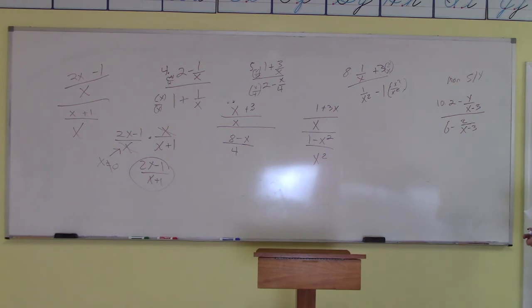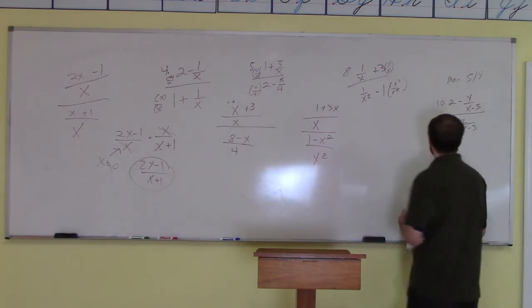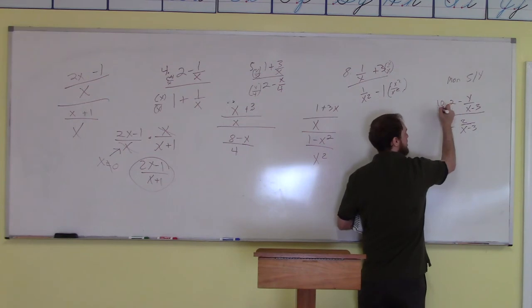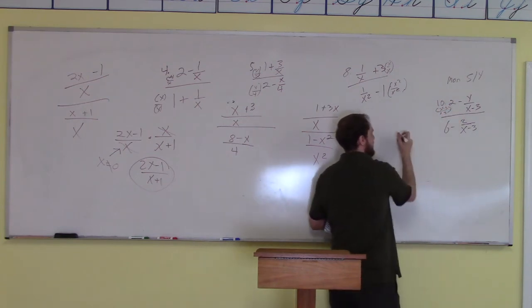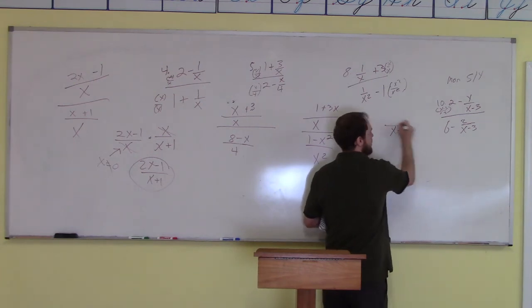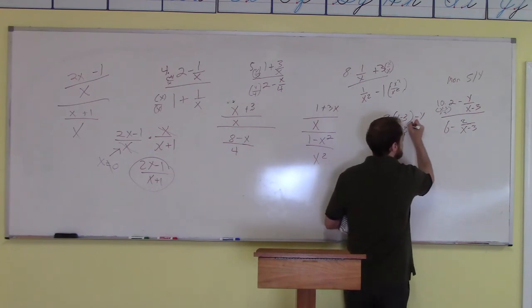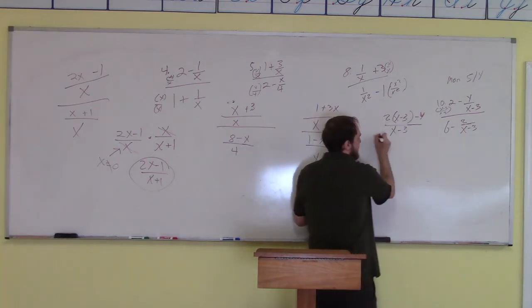Alright, number 10, the last one we'll do in here. Number 10 says 2 minus y over x minus 3. So what's the common denominator from the top? It is an x minus 3, so I have to multiply the 2 times an x minus 3 on top and an x minus 3 on bottom. That will give me 2 times x minus 3, and then minus 4, minus 4. Okay, so that takes care of the top.